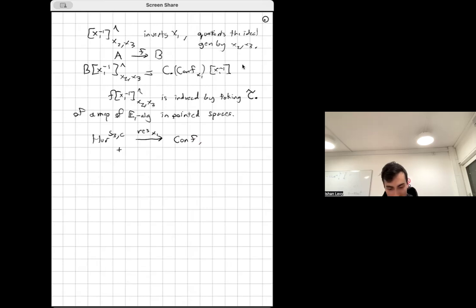And what it does is it's kind of a silly map. It just takes all of the components that were in this Hurwitz space that weren't of the form x1 to the n, and it just sends those to the base point. And so that's a map of E1 algebras in pointed spaces. So this configuration space naturally lives as a sub-algebra of this E1 algebra. And this is a map in the other direction that sends all other components to 0.